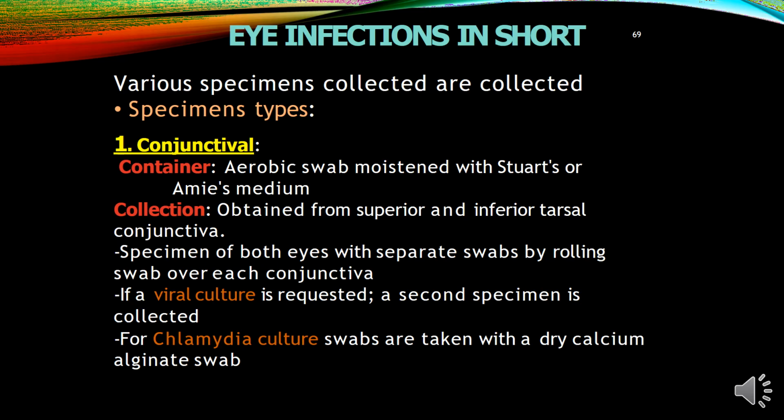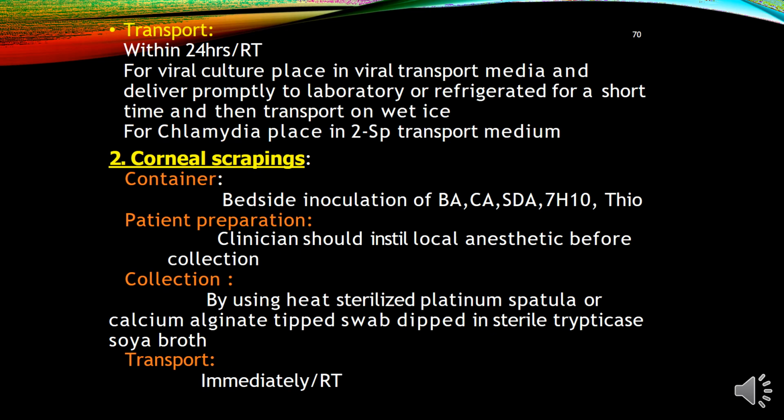For chlamydia culture, swabs are taken with a dry calcium alginate swab. Transport is very important and should be done within around 24 hours at room temperature. For viral culture, the sample should be treated immediately using a culture media, that is, you should transport it through the VTM. For chlamydia, place in 2SP transport medium.